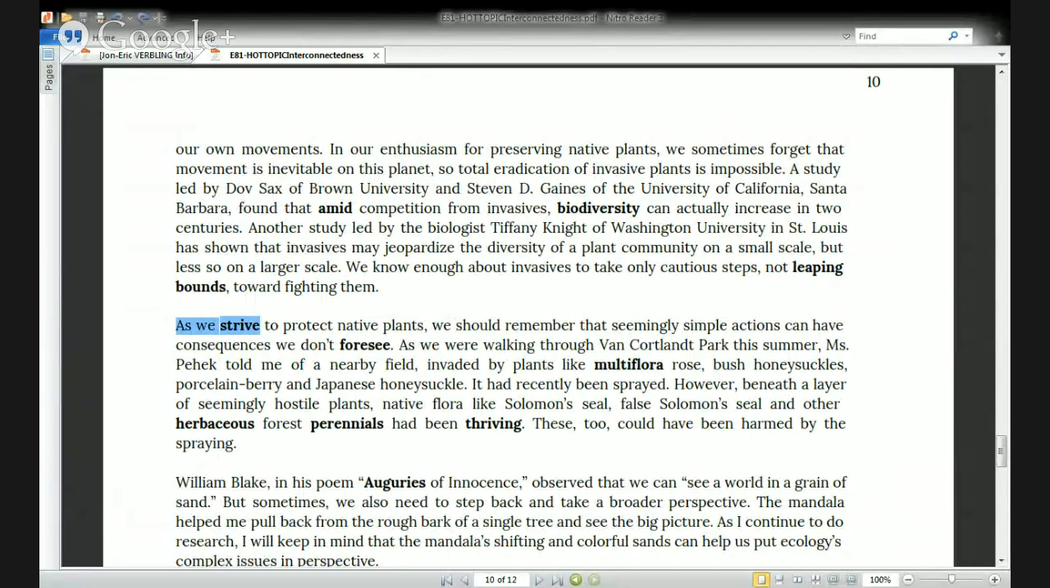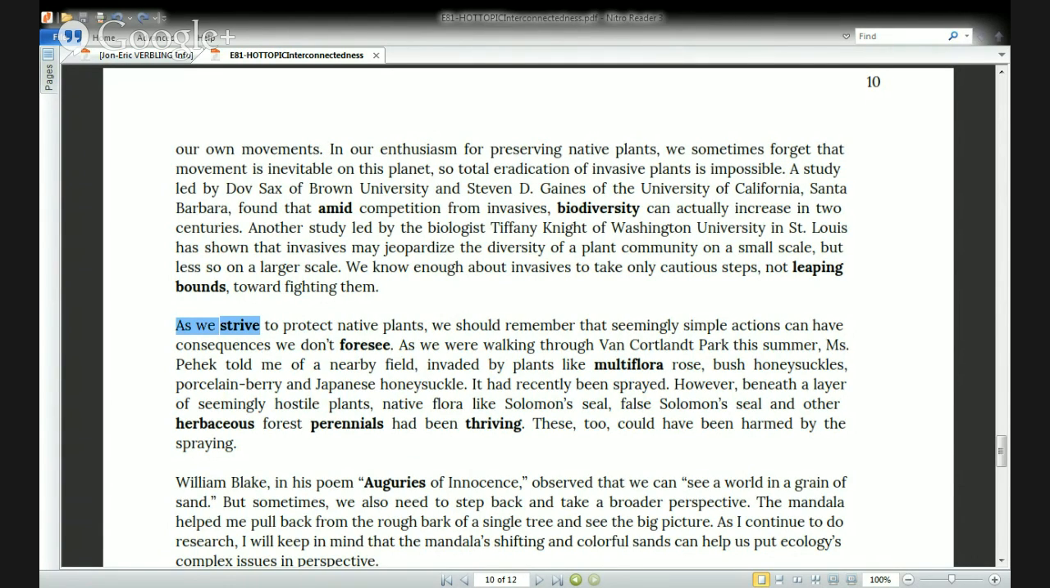Mrs. Pefek told me of a nearby field. By the way, that's not Mrs. That's Ms. MS is Ms. Just so you know.